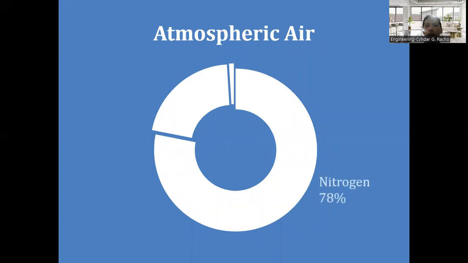Okay, so we know that atmospheric air consists of nitrogen, which is 78%, and oxygen, which is 21%. The remaining 1% comprises the noble gases and some other gaseous materials. Some of those are argon, carbon dioxide, neon, helium, krypton, and xenon, which comprise 1%.